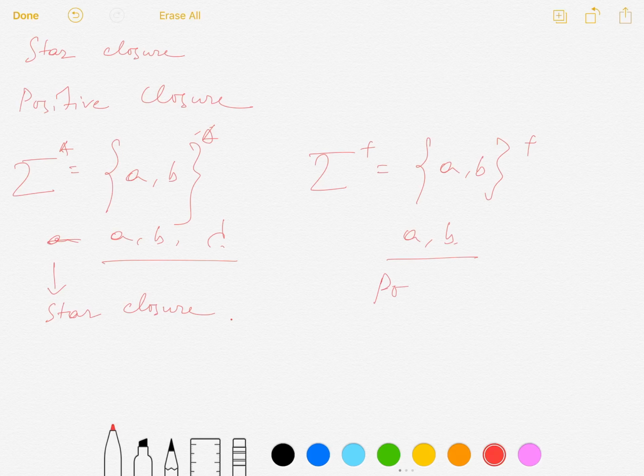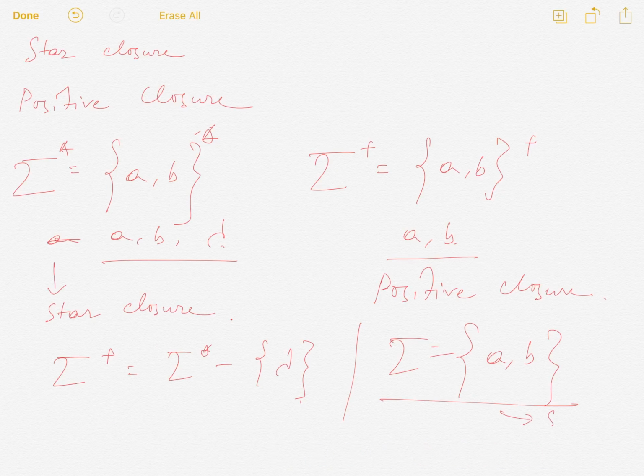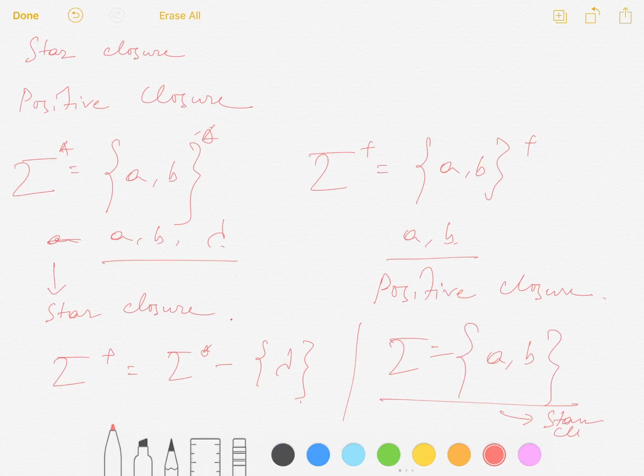and this one is called positive closure. Now, we can write this as: sigma plus equal to sigma star minus lambda. Or sometimes it is written with no star and no plus, only a b. It means that by default this is star closure, meaning that if nothing is mentioned, it is star closure.